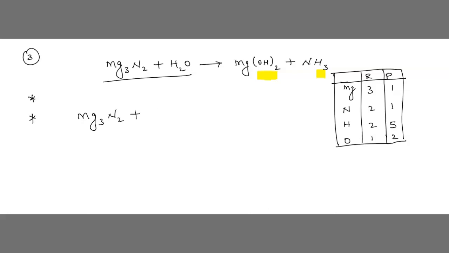Mg3N2 plus H2O, which gives MgOH twice plus NH3. In this, what will I do here? We have 3 Mg on the reactant side, so here also I will write 3. So what happens now? It's easy, no? Here 3 Mg, here also 3 Mg. Understood? Now it is balanced, right?